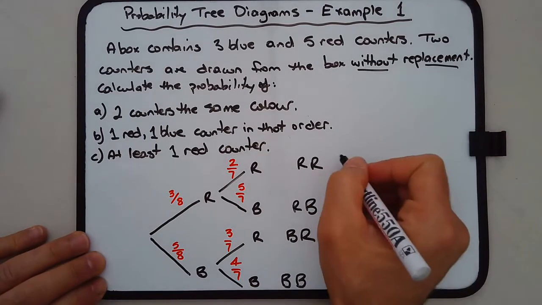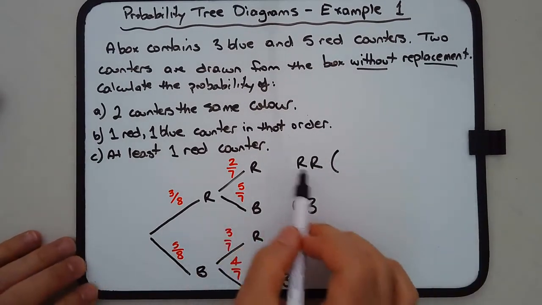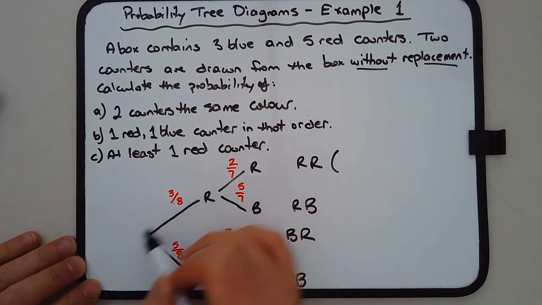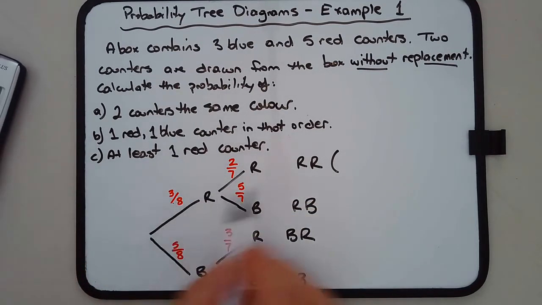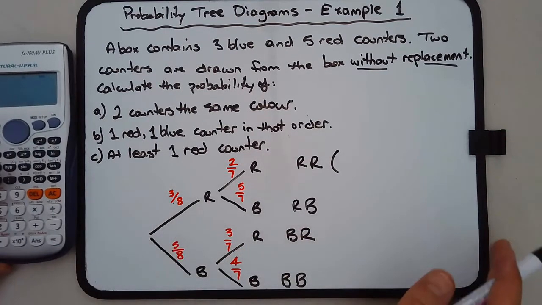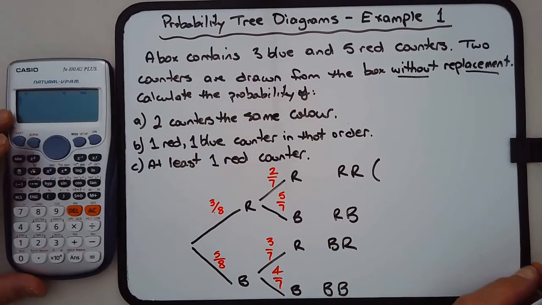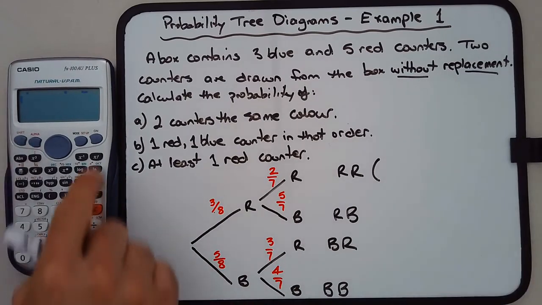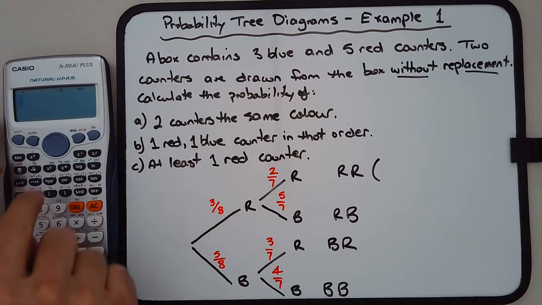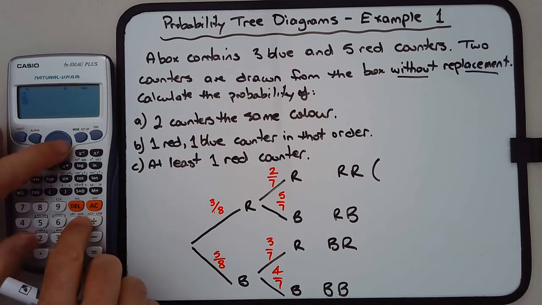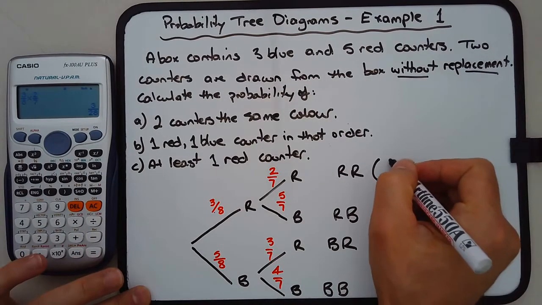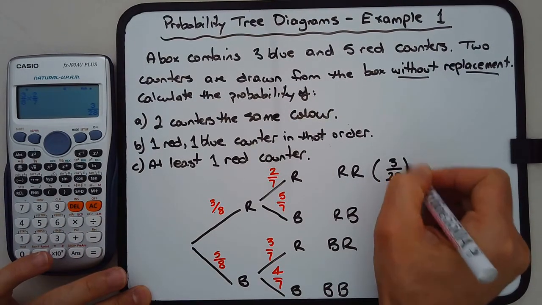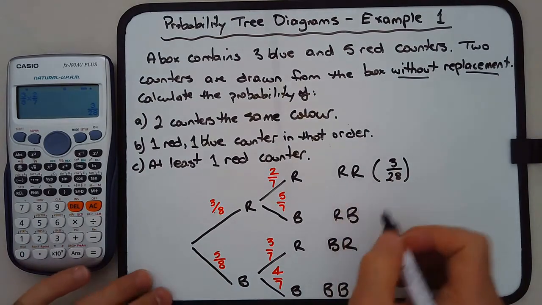The probability of red, red: you follow the branches and multiply the probabilities above each branch. For red, red, we've got 3 on 8 multiplied by 2 on 7, which gives 3 on 28. So that's the probability of red, red.